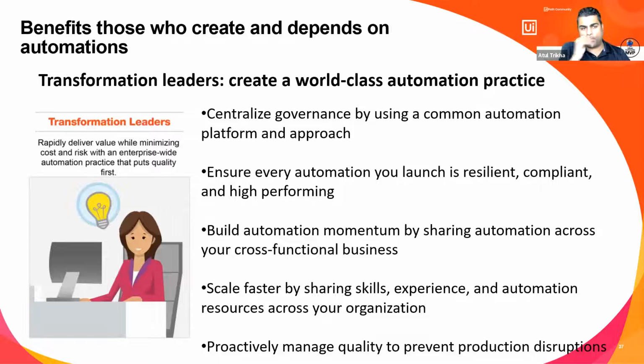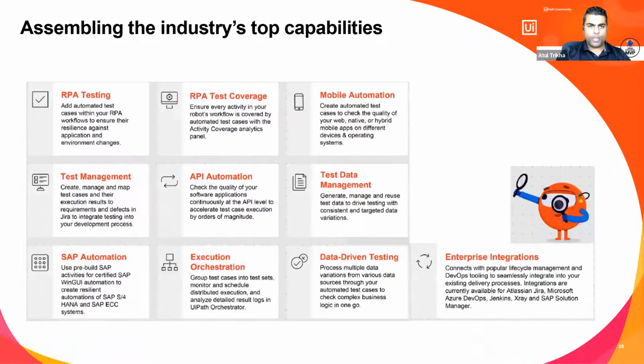And lastly, we will talk about the last layer, which is the transformation leader. It provides a centralized place where you can manage your automation. And there are so many other things, like scalability and how we can maintain the cross-functional business. So all these things come as part of the UiPath Test Suite that is helping the transformation leaders also. So what are the capabilities the UiPath Test Suite covers? I keep saying it has so many things, but let's take a look at the top capabilities that UiPath Test Suite covers.